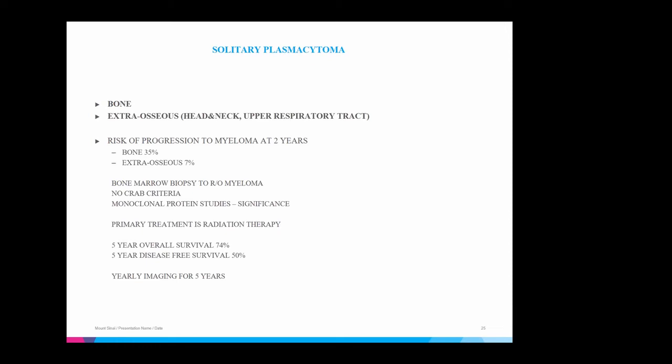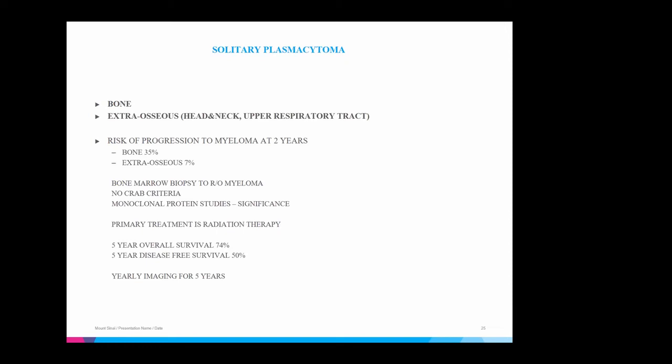The workup for these patients, because this diagnosis is usually made on a biopsy, is to do a bone marrow biopsy to rule out multiple myeloma. Patients, by definition, can't have any CRAB criteria, so they can't have hypercalcemia, renal insufficiency, anemia, and any other bone lesions. Some of these patients can actually have monoclonal proteins in their serum or urine.